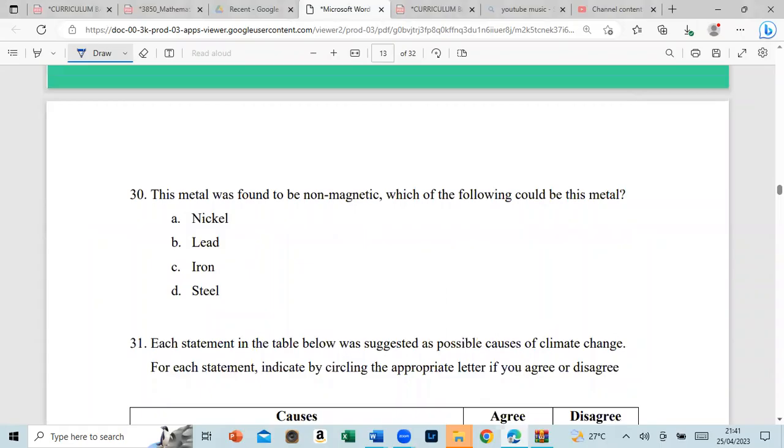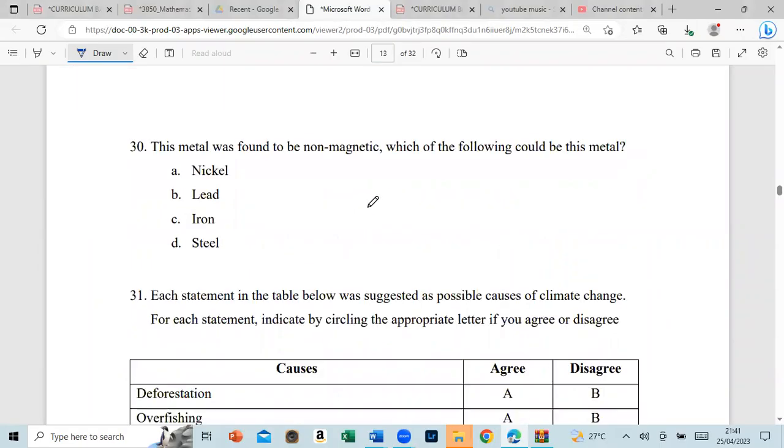Let's go, let's go. This metal was found to be non-magnetic. Which of the following could be the metal? Is it nickel, lead, iron, or steel? And that is lead.